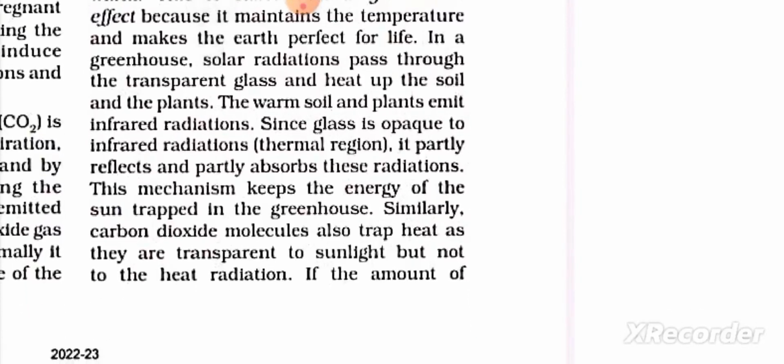In a greenhouse, the solar radiation passes through the transparent glass and heats up the soil and the plants. The warm soil and the plants emit infrared radiations. Since glass is opaque to these infrared thermal radiations, it partially reflects and partially absorbs these radiations. This mechanism keeps the energy of the sun trapped in the greenhouse. Similarly, carbon dioxide molecules also trap heat as they are transparent to sunlight but not to heat radiation.